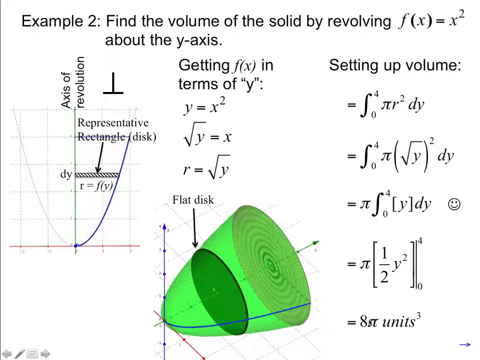So 8 pi is somewhere in the neighborhood of 25, if you wanted to approximate it. But certainly 8 pi is an exact answer. Especially in a multiple choice, we would be looking for that in our answer selections because they would leave it in terms of pi.